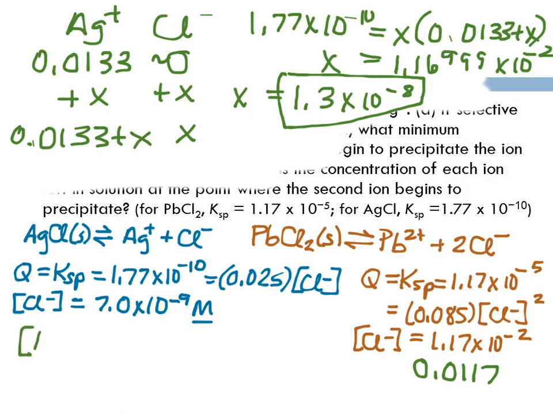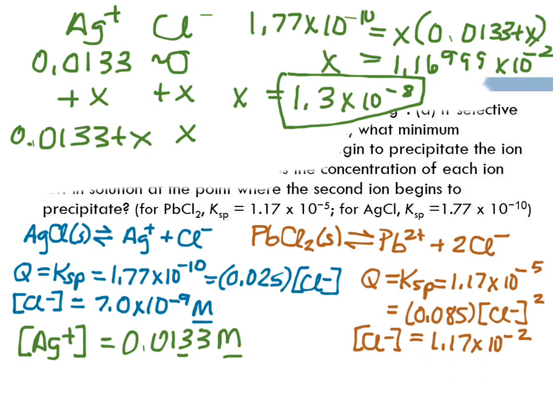So the silver ion concentration is 0.0133 molar. And technically, we can only have 2 sig figs on that. We need to know the other ion as well, right?